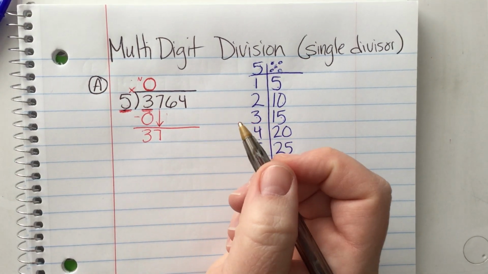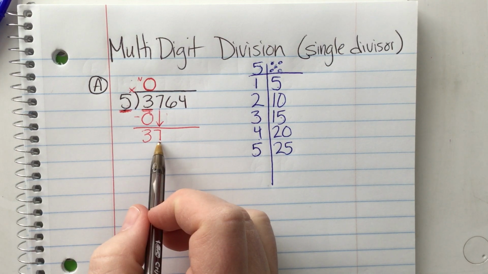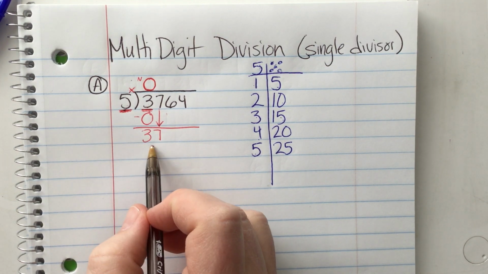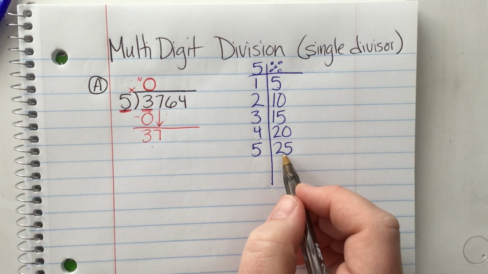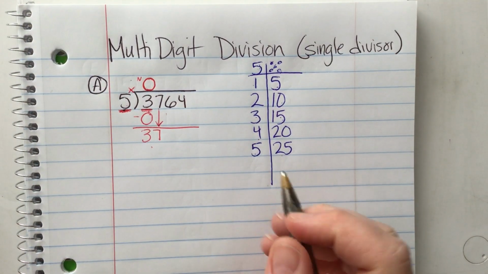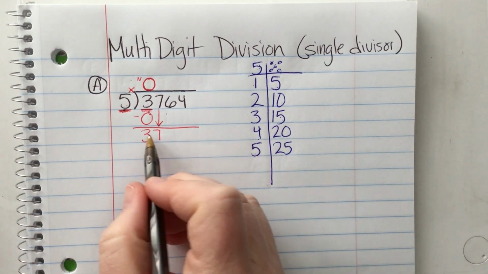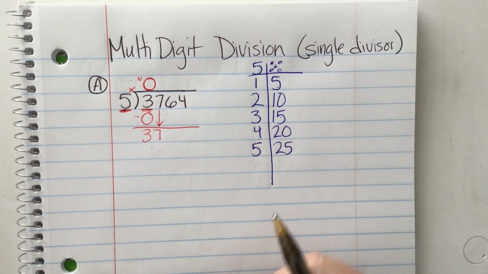So now I'm trying to figure out how many times can a group of 5 sit in 37 chairs. So how many times can 5 go into 37? Well, I'm looking over here, and I stopped at 25. That's not close enough to 37. I want to get as close to 37 as I can without going over.